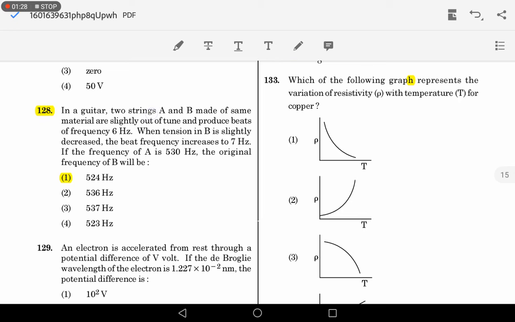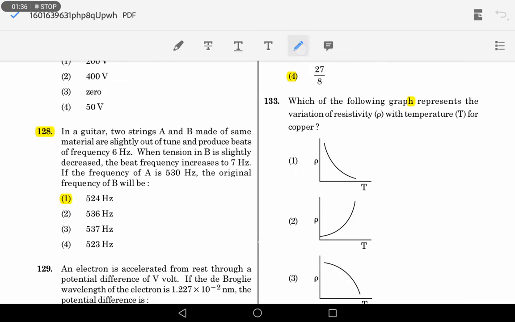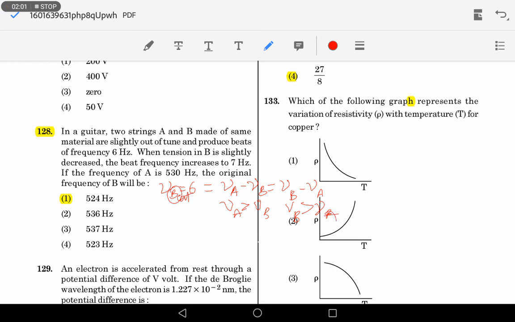So in a guitar, two strings A and B made of same material are slightly out of tune. Produce beats of frequency 6 Hz, meaning beat frequency is 6 Hz. Nu beat is equal to nu A minus nu B or nu B minus nu A, because both are possible. If nu A is greater than nu B, the first case. If nu B is greater than nu A, the second case. So you also have to find out which case it is.